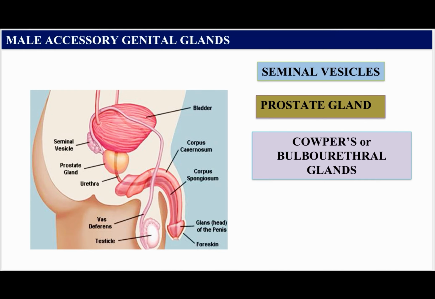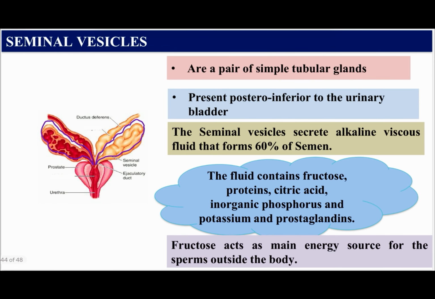Now, the male has some accessory genital glands: the seminal vesicle, prostate gland, and Cowper's or the bulbourethral gland. Both are the same: Cowper's gland or bulbourethral gland, one gland with two names. First is the seminal vesicle. It is a pair of simple tubular glands present posterior and inferior to the urinary bladder, on the back side.